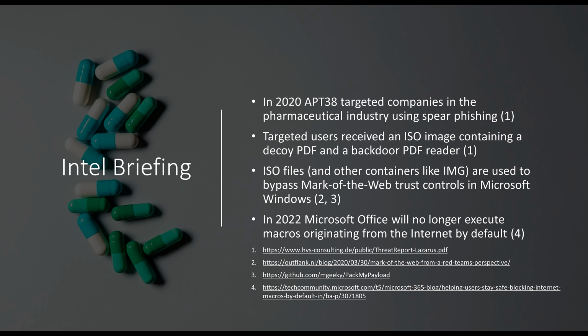So first, for the intel briefing: in 2022, APT38 targeted companies in the pharmaceutical industry. The method of initial access was a combination of spear phishing and social engineering. Specifically, they targeted users with an ISO image containing a decoy PDF and a backdoored PDF reader.